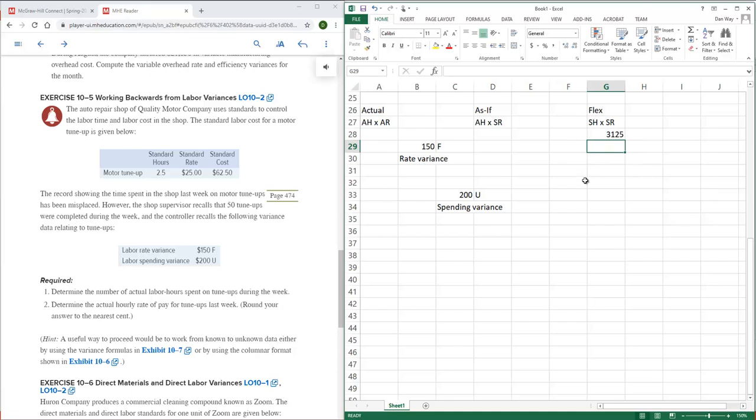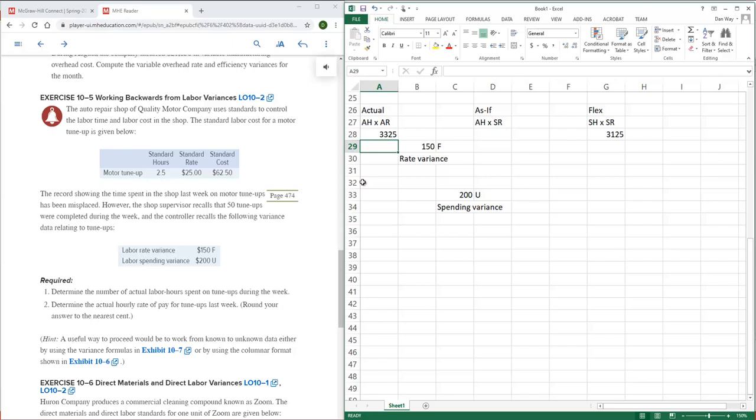Now again, working from our knowns to unknowns, we had already determined that the spending variance, or we were told I should say, was $200 unfavorable. So my actual spend would be the $3,125 from the flex, everything based on standard, plus $200, that unfavorable spending variance, $3,325.